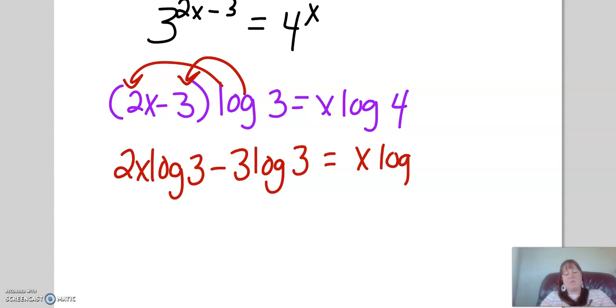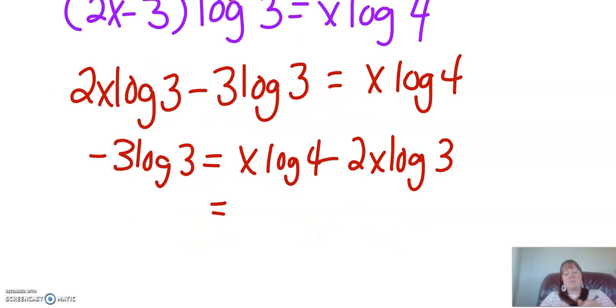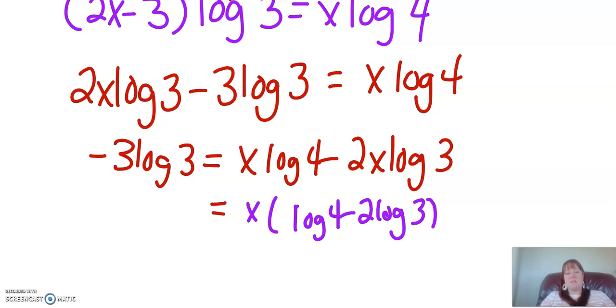equals x log 4. Now I want to get everything that has an x on one side and everything that doesn't have an x on the other. So I'm going to end up with 3 log 3 on this side and x log 4 minus 2x log 3 on this side. Okay, and now I'm going to get my x outside the parentheses. So I have an x outside, and on the inside I have log 4 minus 2 log 3 because I just pulled the x out, and over here I have negative 3 log 3.